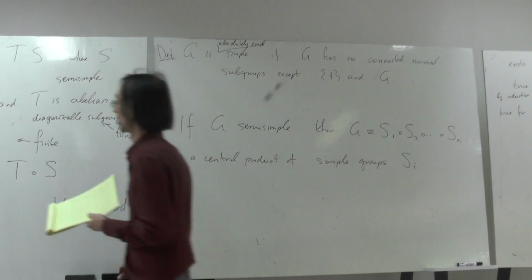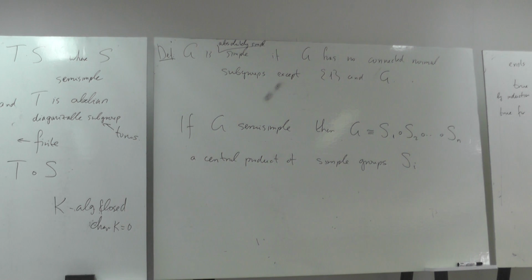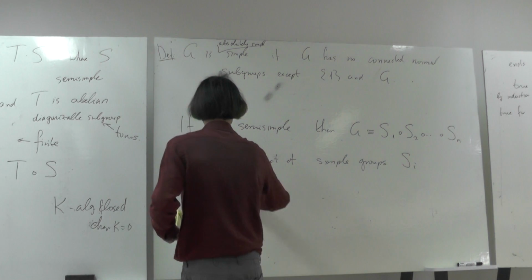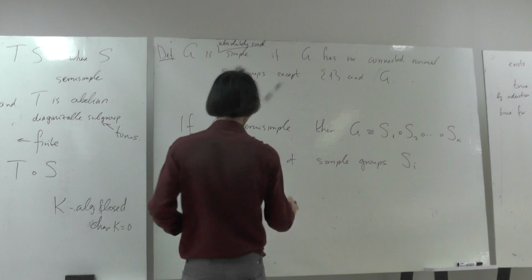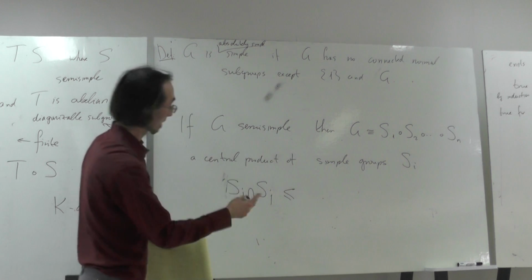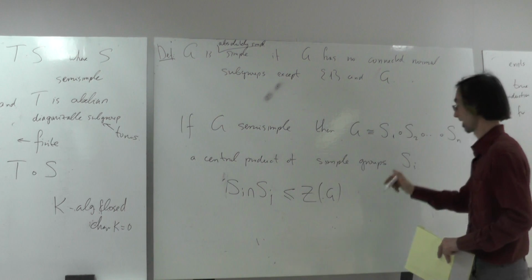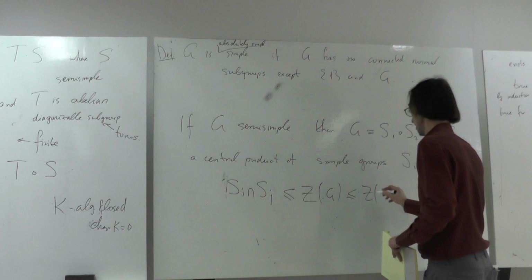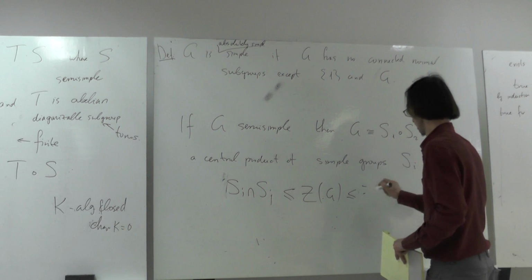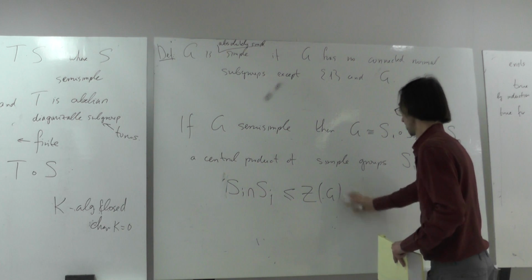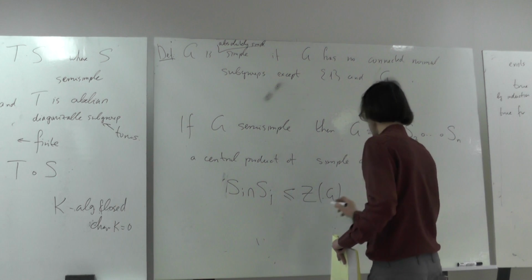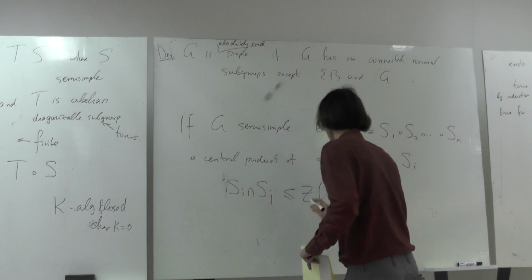Now, is the intersection finite? Yes, the intersection of each pair of them is finite. This is because, if we take S_i intersection S_j, this is inside the center, since this commutes with the others, right? And this is inside, and it's also inside.